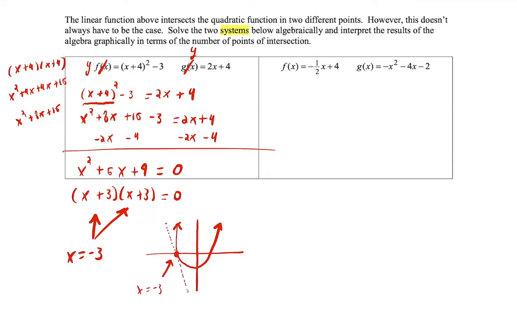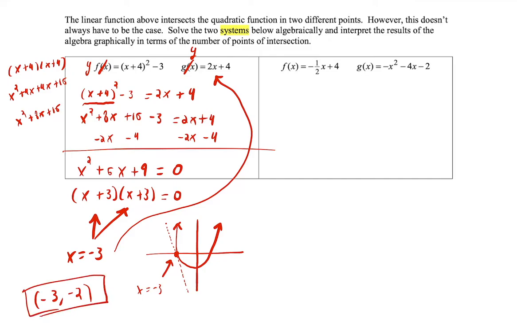And so we need to plug in to see what the y coordinate is. If I plug in here, 2 times -3 is -6, plus 4 is -2. So the solution here would actually be -3 comma -2. So that is one possibility there, is that you can have a single solution instead of two solutions.